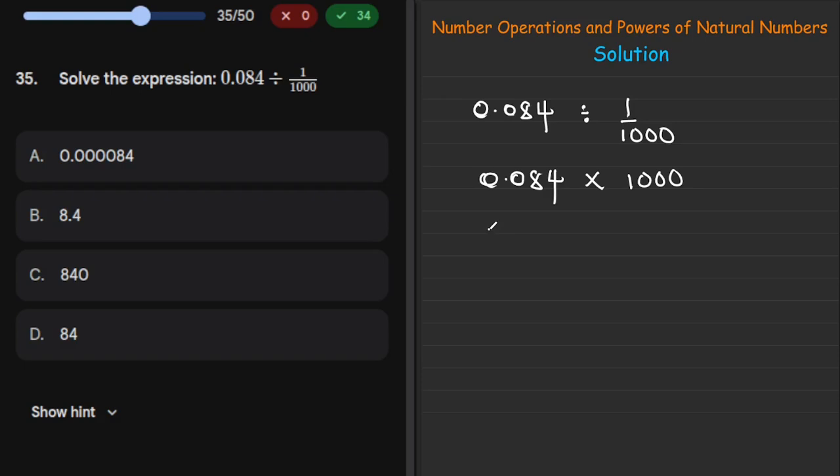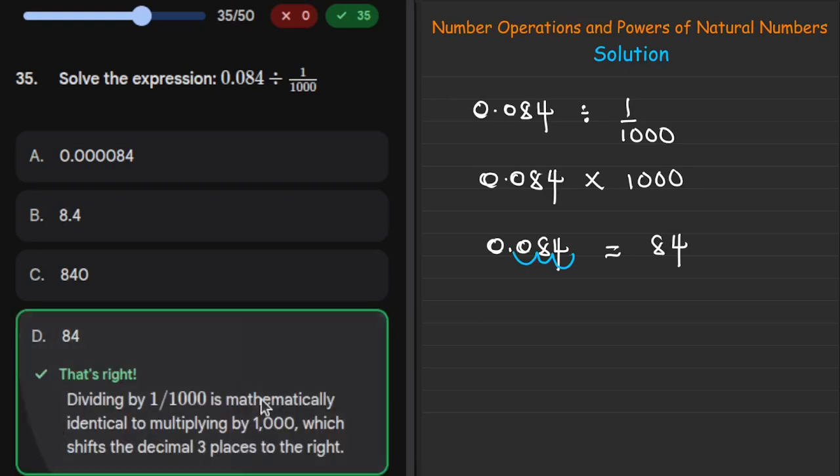Now, since we are multiplying by 1,000, we are going to move the decimal a number of times. So we have 1, 2, 3. We move our decimal once, twice, then thrice. The decimal point's new position becomes what we have in front of the 4. So that is 84. The answer here is D, and that is right.